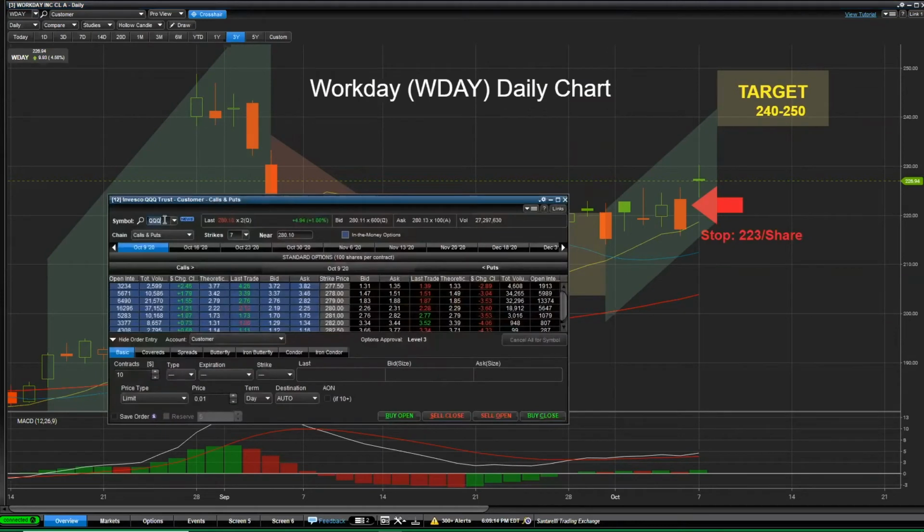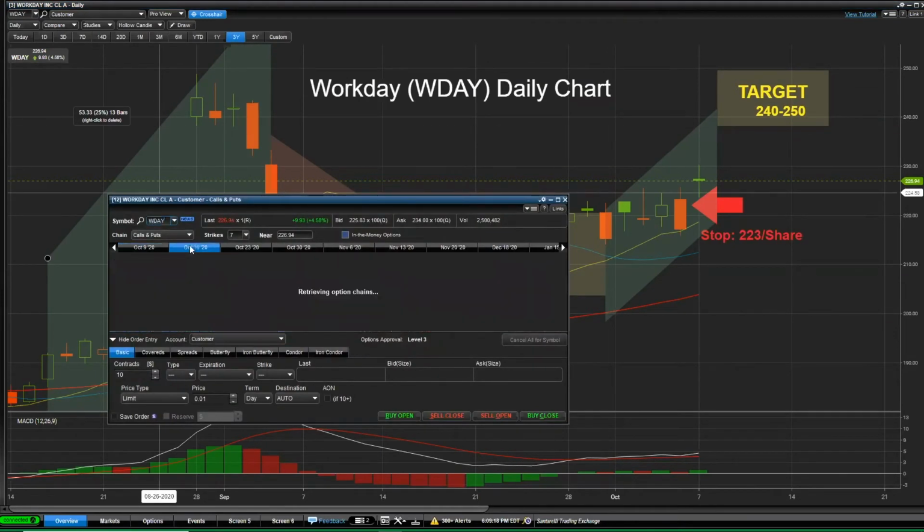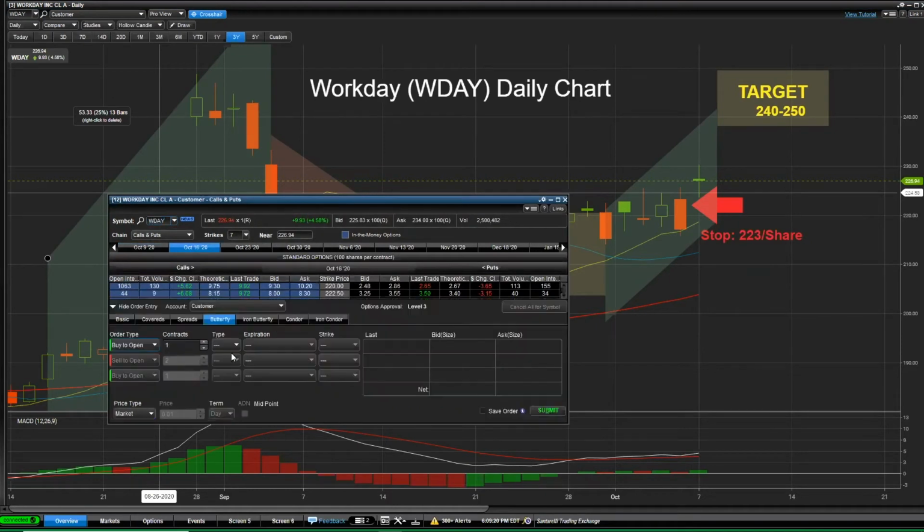So let's say right here on Workday, you're doing a call fly for October 16th. You're looking at that call fly. See how it says buy to open on these outer legs here? So these are the wings. And then the sell to open, this is the body. Okay, so now let me get this up.